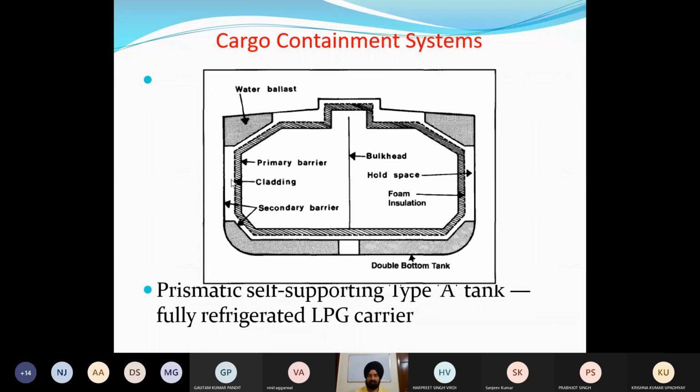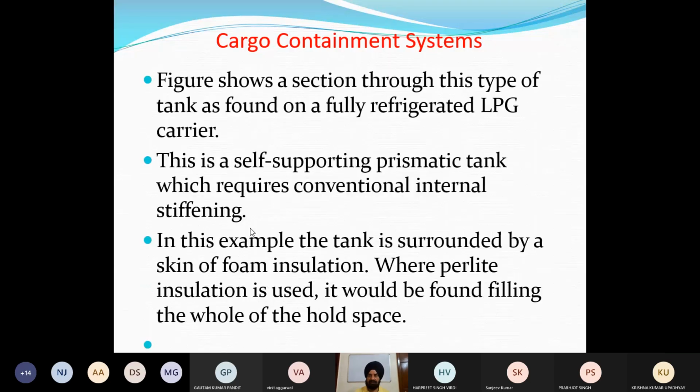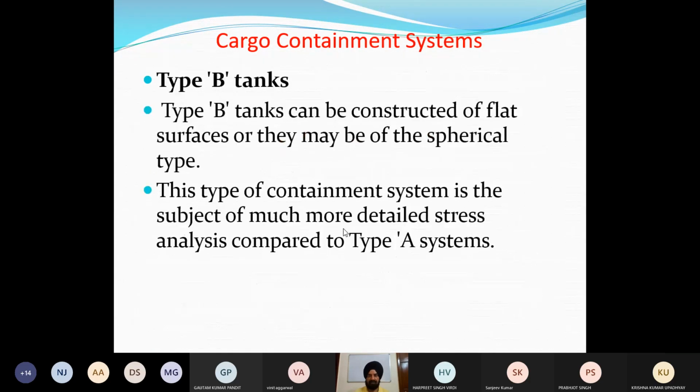This is a self-supporting prismatic tank which requires conventional internal stiffening, and the tank is surrounded by a skin of foam insulation. In between there is foam insulation, where perlite insulation is used and found filling the whole of the hold space. So type A is again low pressure, thin tanks, but they can stand very low temperatures.